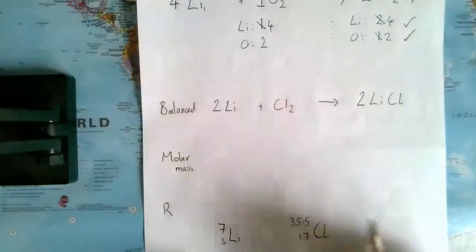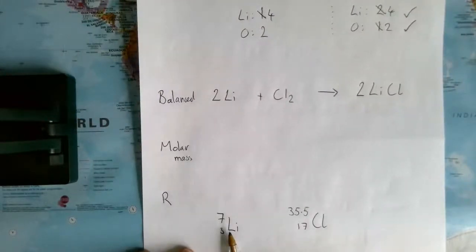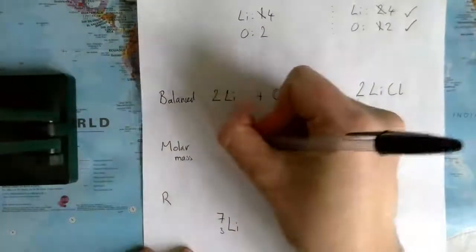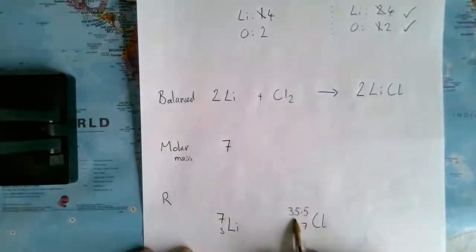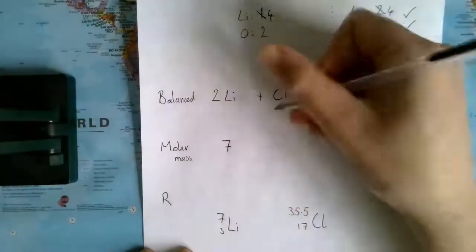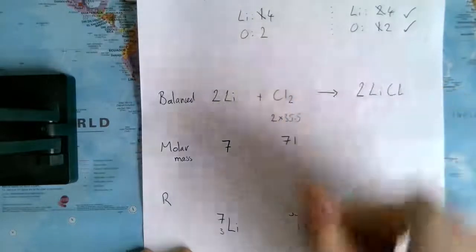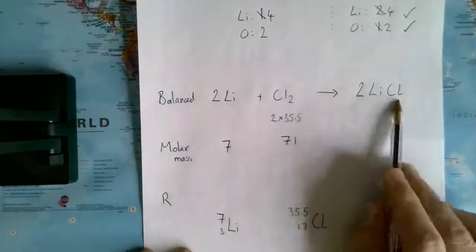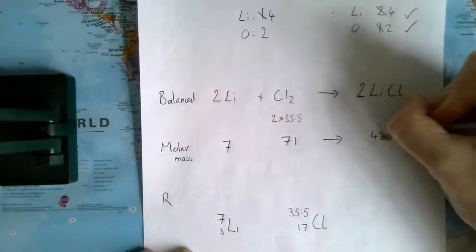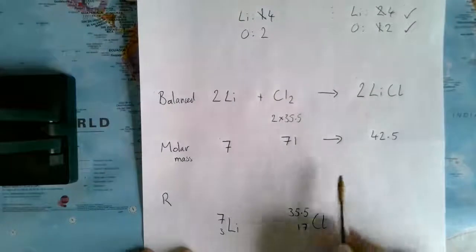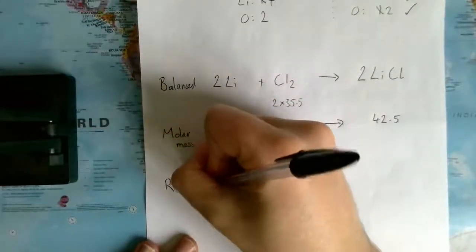Now, the M is to work out the molar mass of anything. Remember, you've got to look to the periodic table. Lithium has a mass of 7, so that we're just going to put as a 7. This is Cl2. 1 chlorine is 35.5, so this is 2 times 35.5, that's 71, and LiCl is 7 plus 35.5 gives us 42.5.